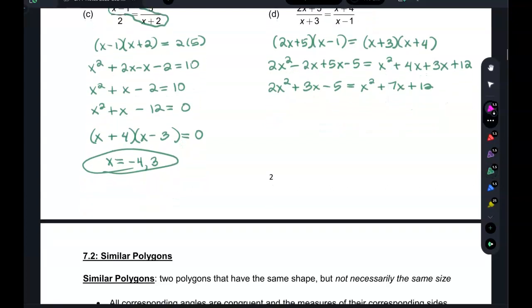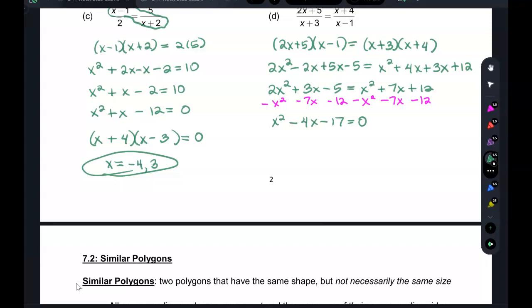All right, I want to move everything. Again, since I have a squared, I want to move everything to the same side. So I'm going to move everything on the left over to the right. So that's going to give us x squared minus 4x minus 17 equals 0. Okay, so the problem we have here is this is not going to factor.